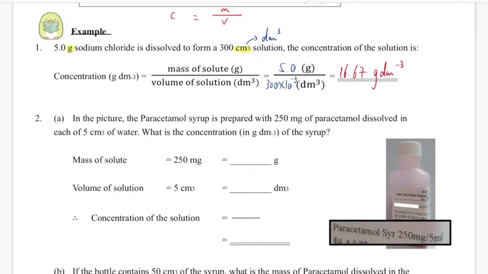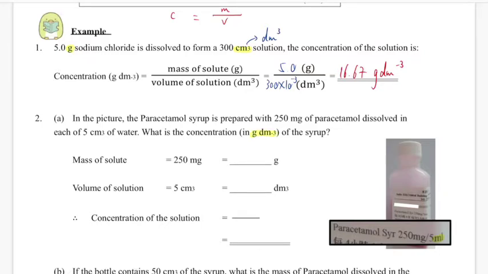Normally, if we take a look at the label of your drink or the label of the drug you take in, it will be expressed in terms of ml, milliliter or liter. So how can we calculate the concentration for those labels? Here is an example. In this picture, the paracetamol is prepared with 250 mg of paracetamol dissolved in each 5 cm³ of water. So what is the concentration in gram per dm³?